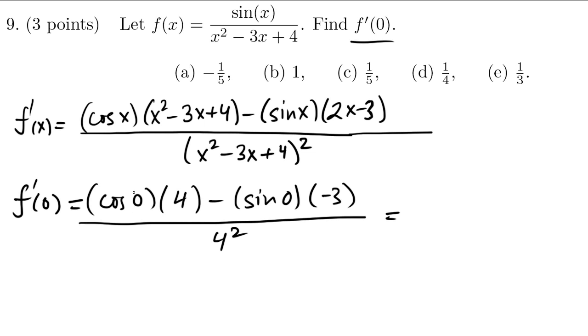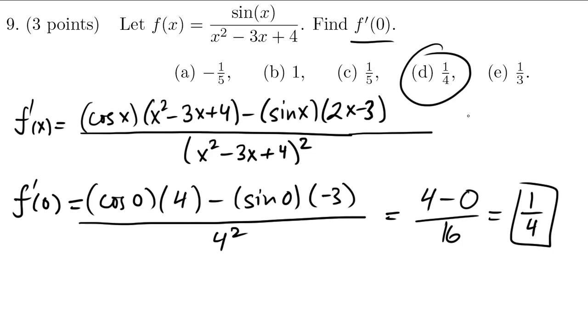So this is like 1, right? 1 times 4 is 4. And sine of 0 is 0. So this is 0 times negative 3, which is 0. So 4 minus 0 over 16. So 4 over 16, which is 1 over 4. So our answer is D there.